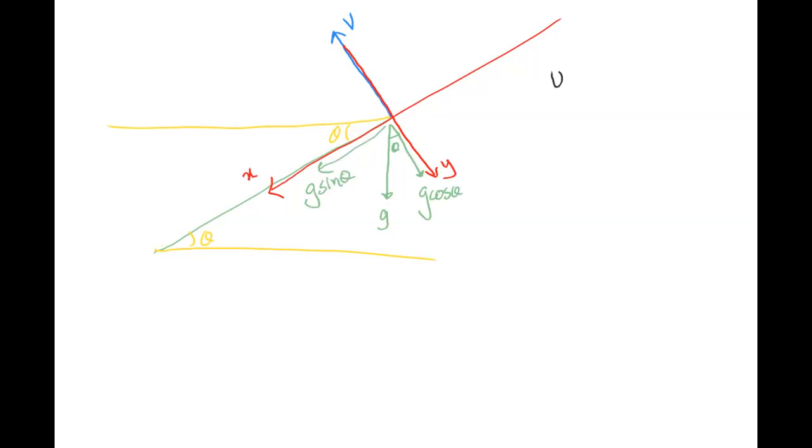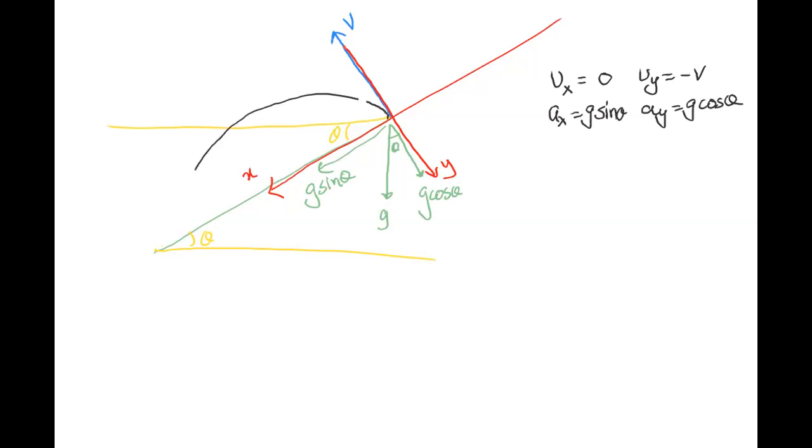So I have ux is equal to 0 because पूरी velocity y axis के along है. uy is equal to minus v क्योंकि ऊपर मैंने negative y axis लिया हुआ है. ax is equal to g sine theta, as you can see. Ay is equal to plus g cos theta. And we want the projectile to land here. X coordinate of this point is L and the Y coordinate of this point is 0.